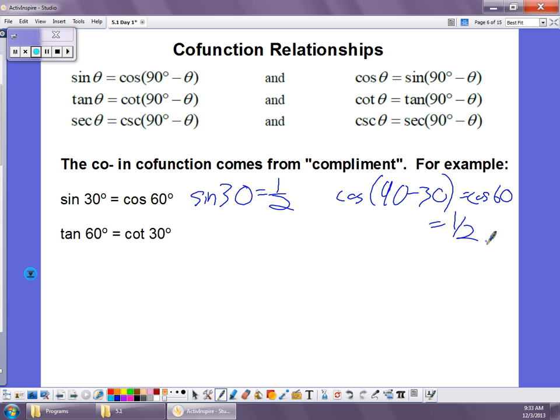All right, so you'd see the same thing with tan 60. Tan 60 is root 3, and cotangent 30 would be root 3 as well. Right? That would take some calculations, but they're going to be the same.